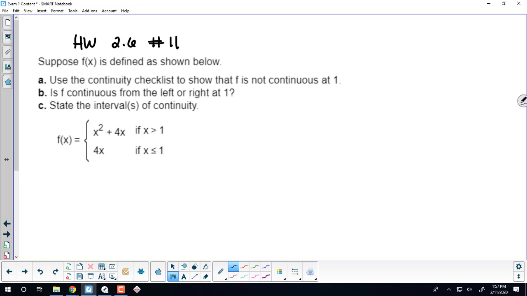I don't know who else is copying this down, but we've got a piecewise function, and we want to use the continuity checklist to show that the function is not continuous at 1, and then answer the question, is f continuous from the left or right at 1, and then state the intervals of continuity. So this was what I was referring to. One of those, I think it was the next to last piece that we wrote down for the content of the exam, where it says you're given a piecewise function, you want to state the intervals of continuity and determine whether it's continuous at a point. So this is a perfect example for that question.